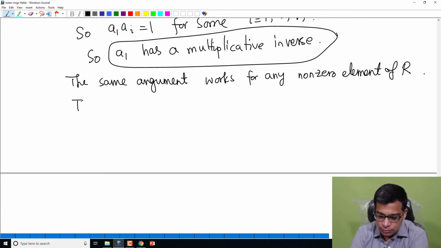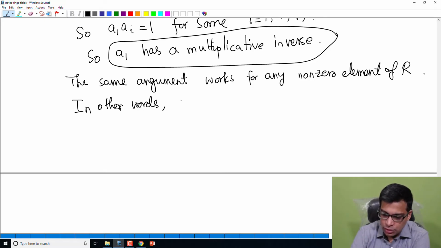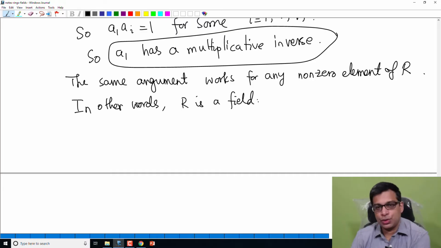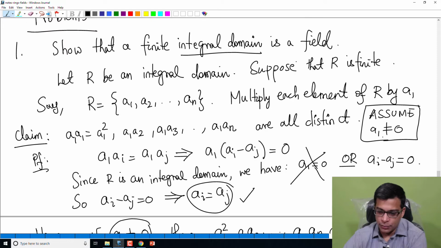Hence, in other words, R is a field. So as soon as you have a ring where every non-zero element has a multiplicative inverse, it is a field by definition, right? A field is a ring where every non-zero element has a multiplicative inverse. So I have assumed that R is a finite integral domain and showed that R is a field. So this is exactly the problem.